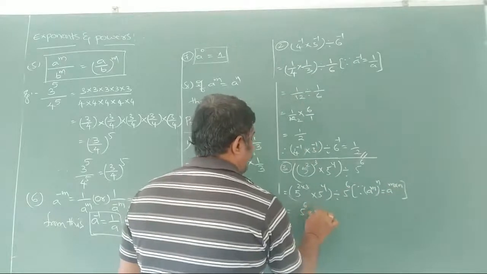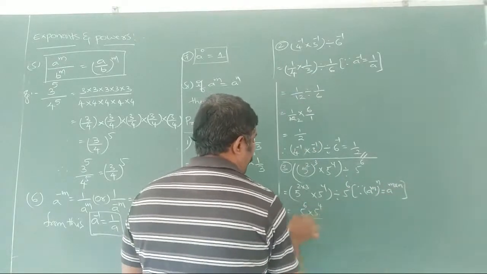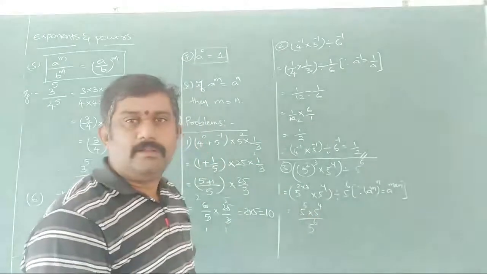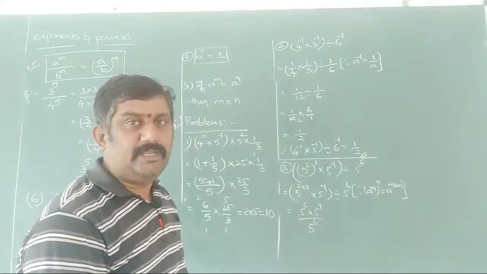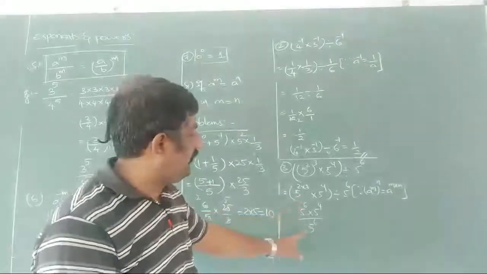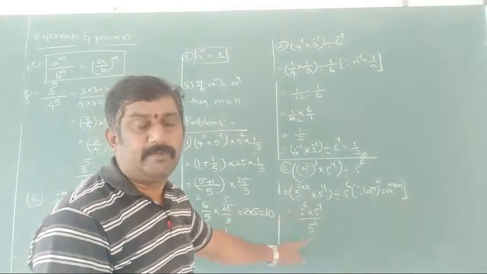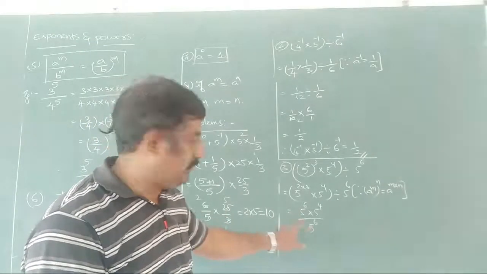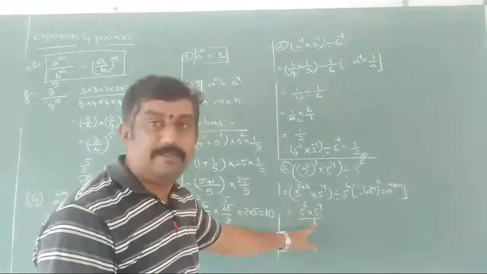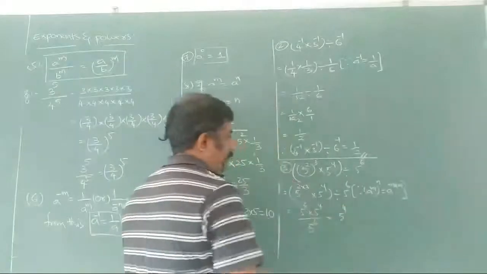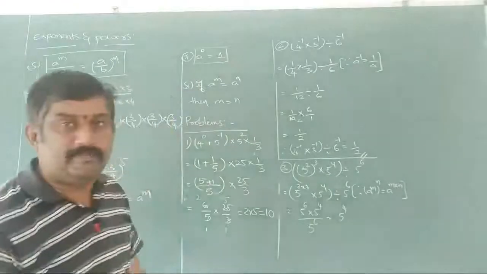5 to the power of 6 into 5 to the power of 4 divided by 5 to the power of 6. Sir, if you want, unofficially you can cancel 5 to the power of 6 directly. But according to the formula, a to the power of m by a to the power of m, we have to write here 6 minus 6 is 0. So the answer is going to be 5 to the power of 4. Like this we can do the problems.